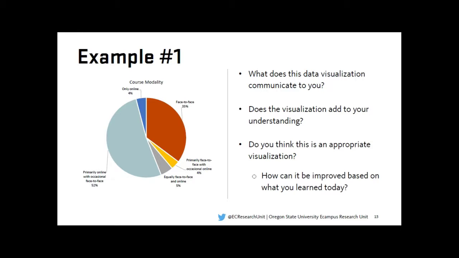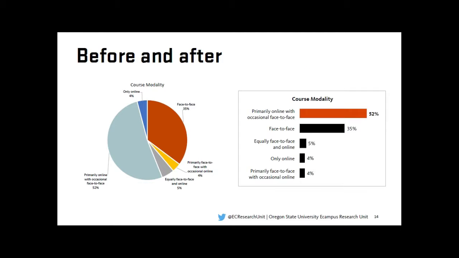Should we throw out the pie? Bar chart. Would that be better? Yeah, exactly. It might be easier to see the 52, the 35, and then those little slices, right? So that's a possibility. So let's do our before and after.